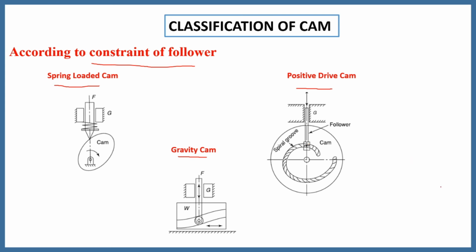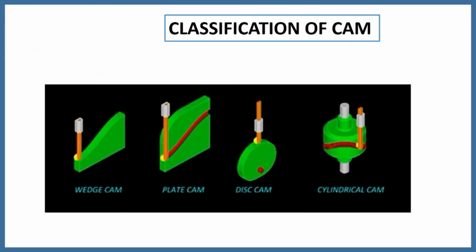In the second type of cam, the contact between cam and follower is maintained by some grooves, that is, the cam itself takes care of maintaining the contact between cam and follower, which is called the positive cam. And in the third type of cam, the contact between cam and follower is maintained with the help of gravity force. That means because of the follower's own weight, the contact between cam and follower gets maintained, which is called the gravity cam.